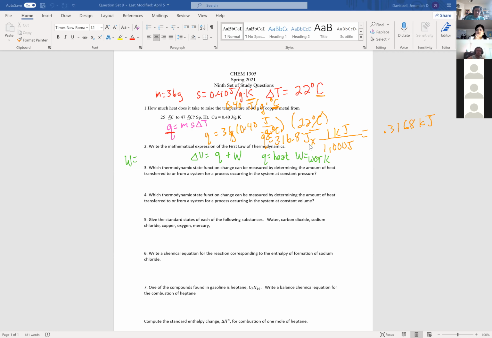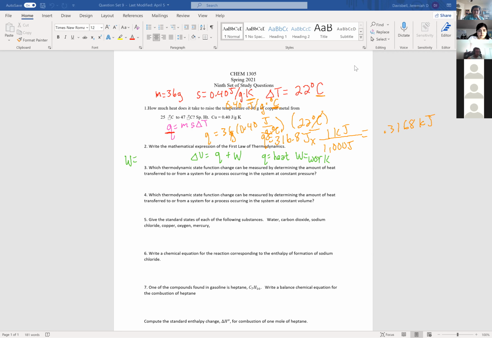How come it's Q plus W, not Q minus W? It is Q plus W. The only time that you'll see one with a negative is if you're making them equal to each other. So it would be Q equals negative W, or W equals negative Q. Okay, thanks.